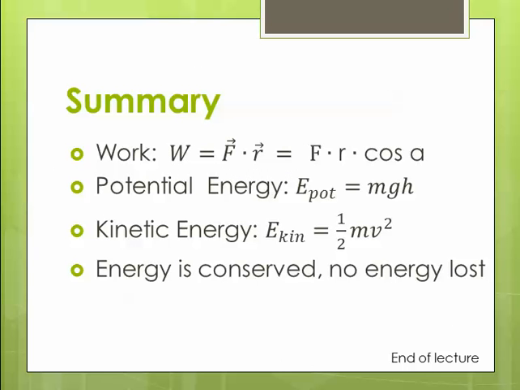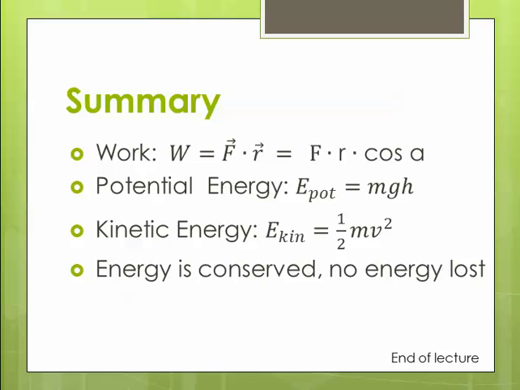Let's have a summary. What have we learned in today's lecture? We've learned that work is defined as the scalar product of the force vector and the displacement vector, which is given by F times R times cosine of alpha, where F and R are the respective magnitudes of the force and the displacement, and alpha is the angle between the force and the displacement vector.